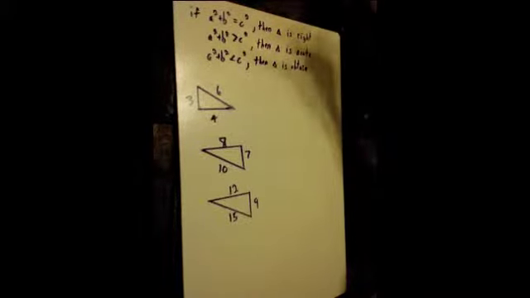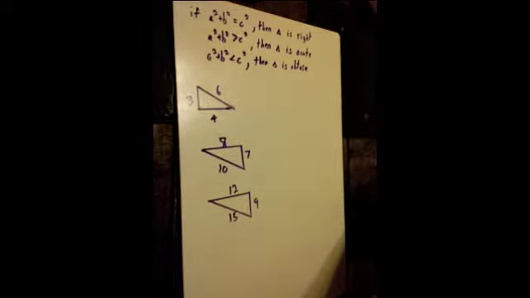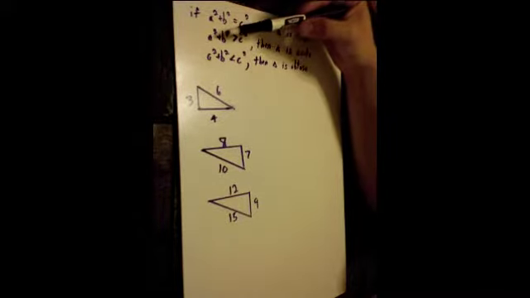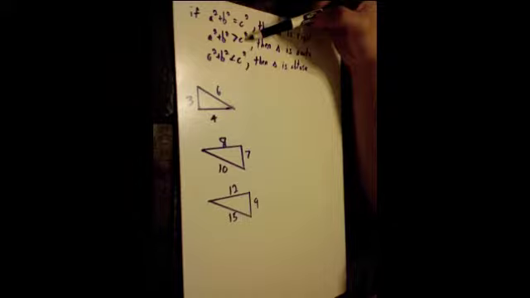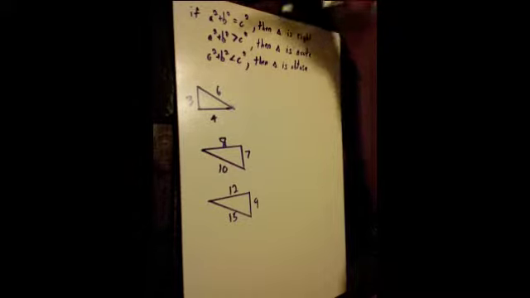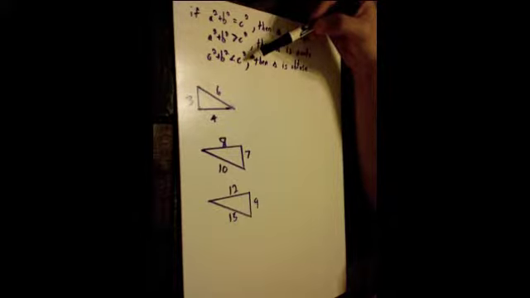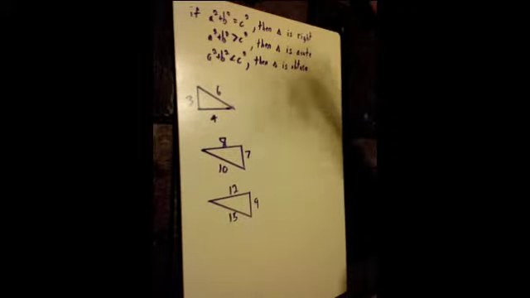The converse of the Pythagorean theorem says that if you know all three sides of a triangle, you can prove that it's either acute, obtuse, or right by using the Pythagorean theorem. If you square the two smaller sides and add them up, and it's greater than the longest side squared, then the triangle is acute. If you square the two smaller sides and add them up, and it's less than the square of the longest side, then the triangle is obtuse. So it's very similar to the Pythagorean theorem.